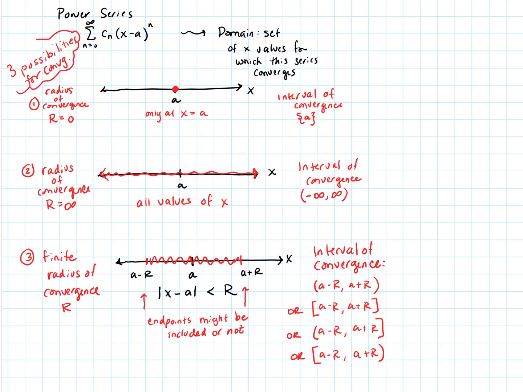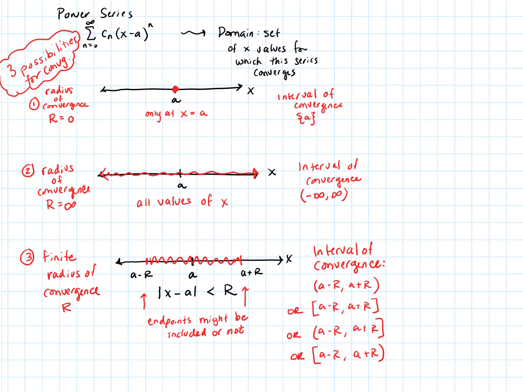So what are our three possibilities? Well, it could be the fact that we have a radius of convergence that is equal to 0. This is the most restrictive type of convergence for a power series. What this means is that the power series will only converge at a single value, the value at which the series is centered, and that is x equals a in our definition for a power series. So it's not even an interval, it's just a single point of convergence.